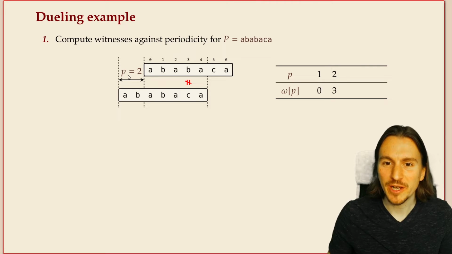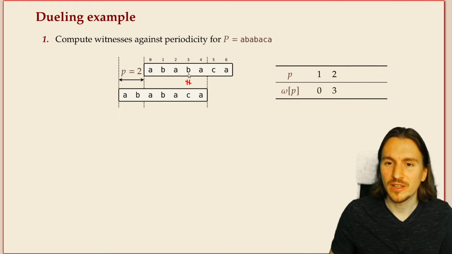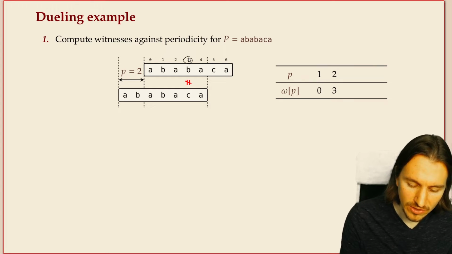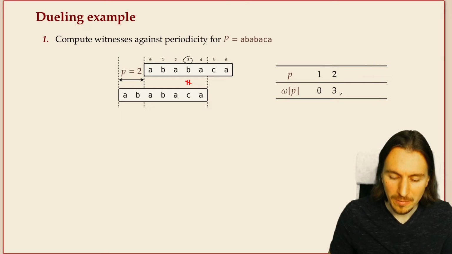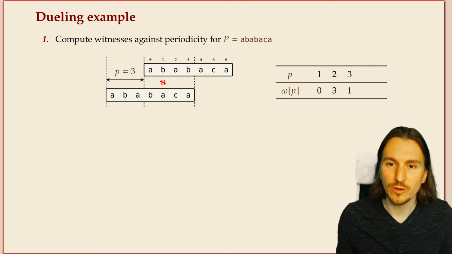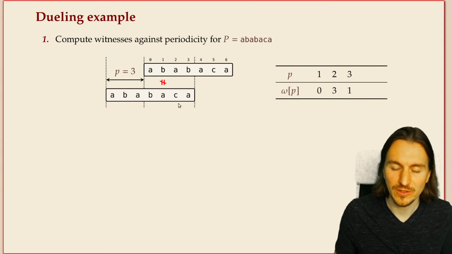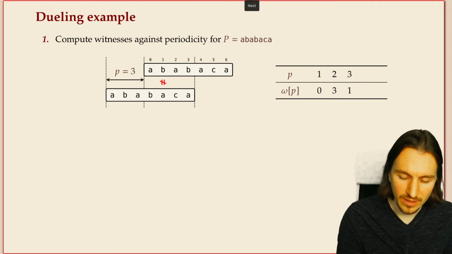If we shift the pattern by 2, we again find there's a mismatch. And there may be different mismatches, but here's only one. And this is at position 3. So our omega for the table is 3. If we shift the pattern one more over, we actually have several mismatches, but let's just pick one. And one example is to pick omega 1. So we put that in the table.